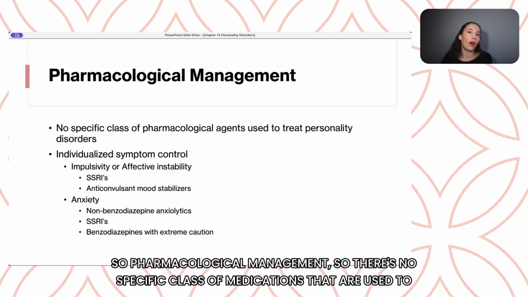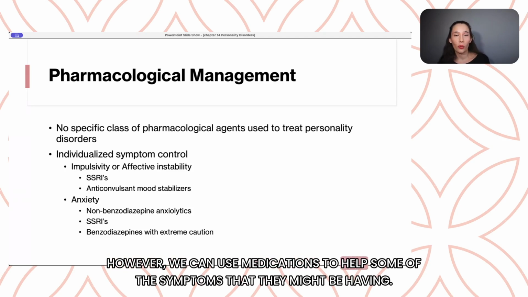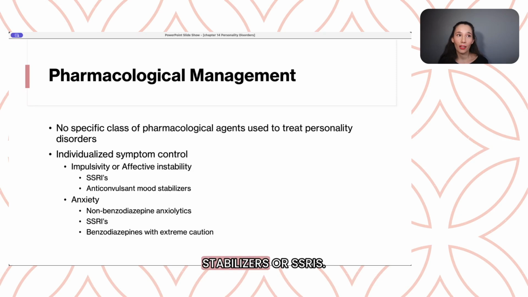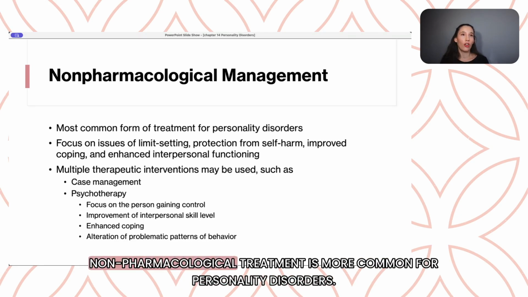So, pharmacological management. There's no specific class of medications that are used to treat personality disorders. However, we can use medications to help some of the symptoms that they might be having. So, for example, for impulsivity or affective instability, we can use anticonvulsant mood stabilizers or SSRIs. If they're having anxiety, we can use benzos, non-benzo anxiolytics, and SSRIs.